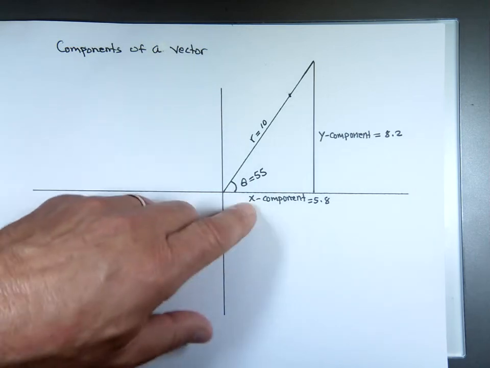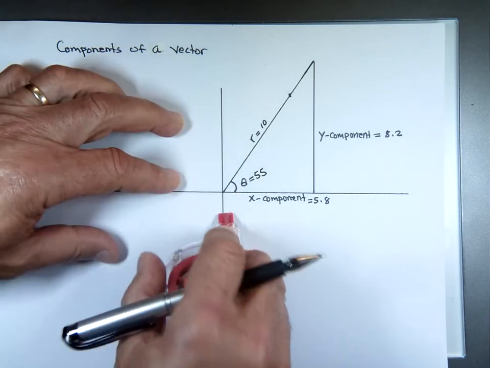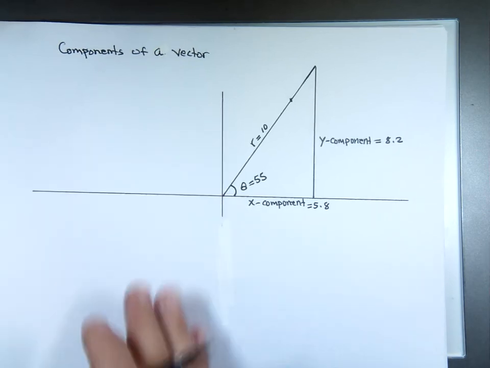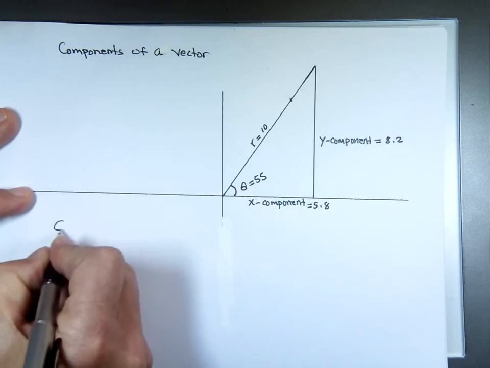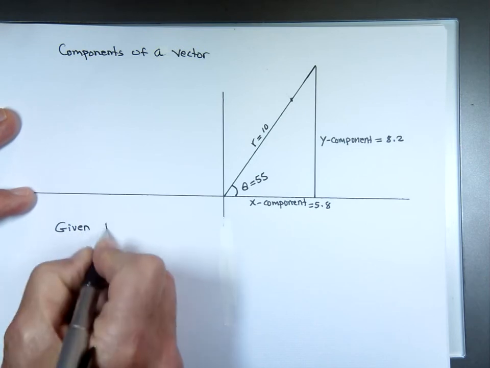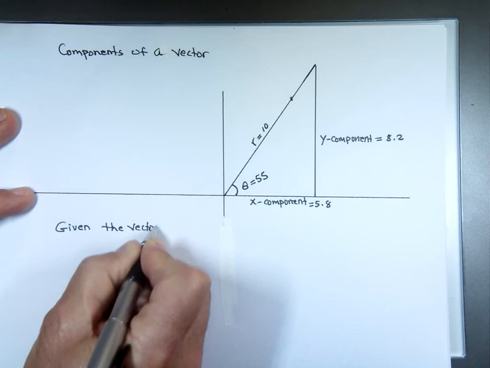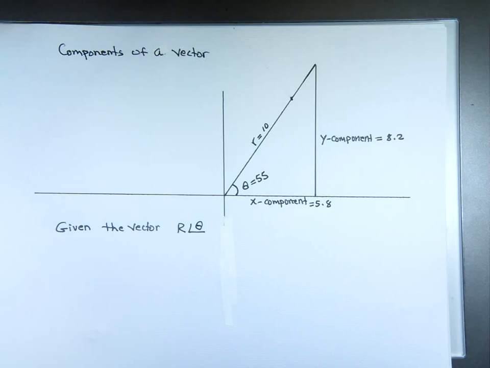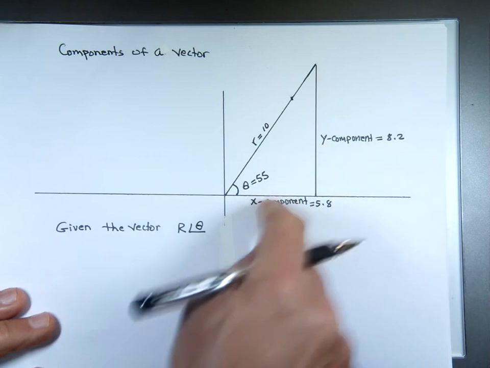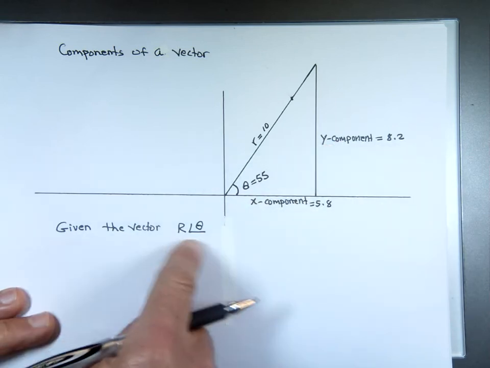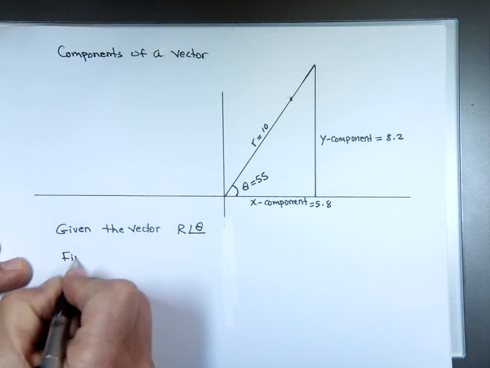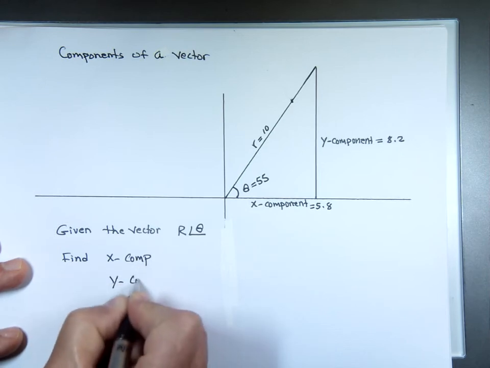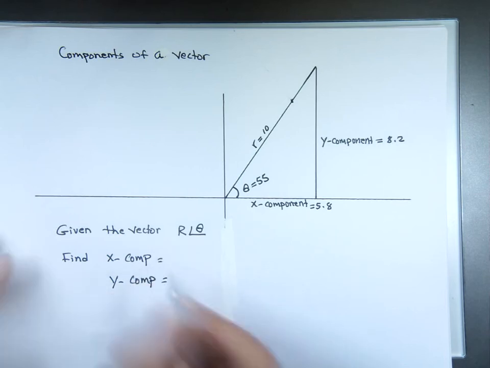How can I find the x and y components if I know r and theta? So here we go. We use trig here. Given the vector, we'll call the vector r angle theta. So if you know r and theta, that's how we write that, r angle theta. Can I find the x and y components? If you know r and theta, can you find the x component? And can you find the y component? Mathematically.